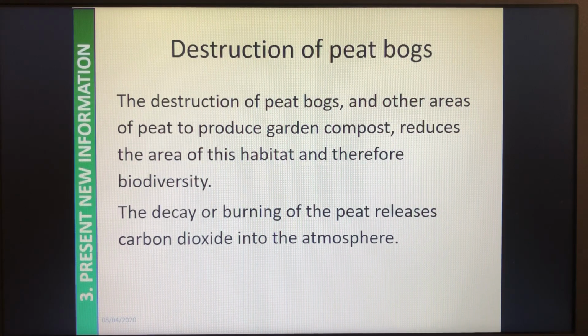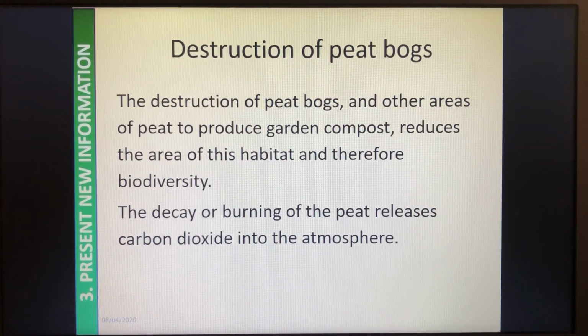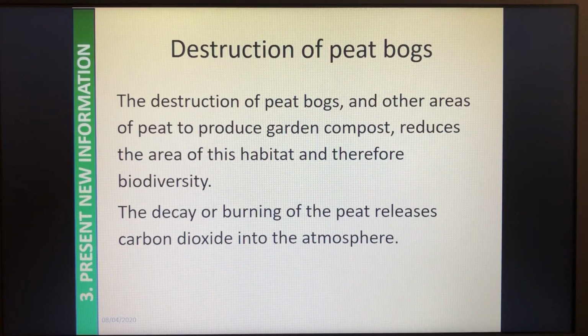Okay, destruction of peat bogs. This is another thing that's affecting the environment. We talked about the fact that when fossil fuels were formed, particularly the coal from dead trees, these dead trees fell into boggy conditions and eventually over millions of years formed coal.